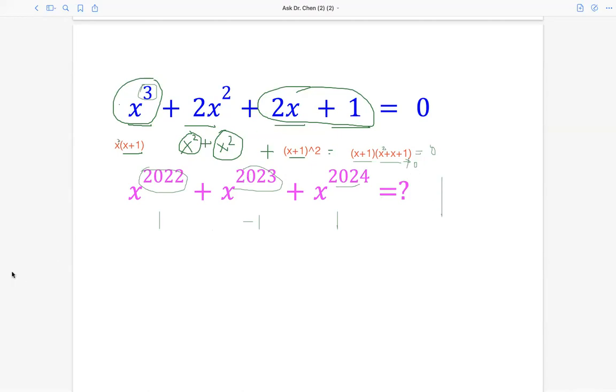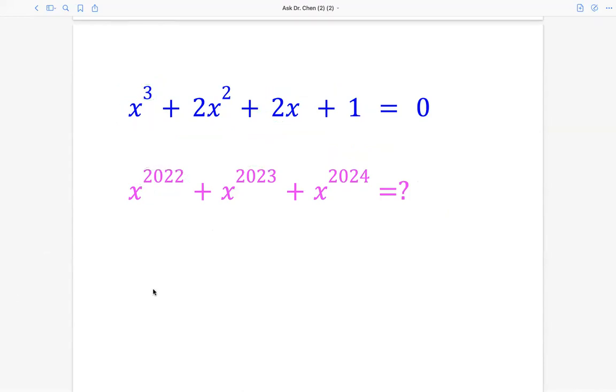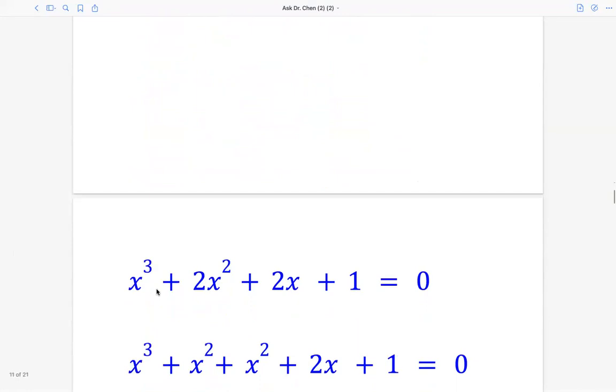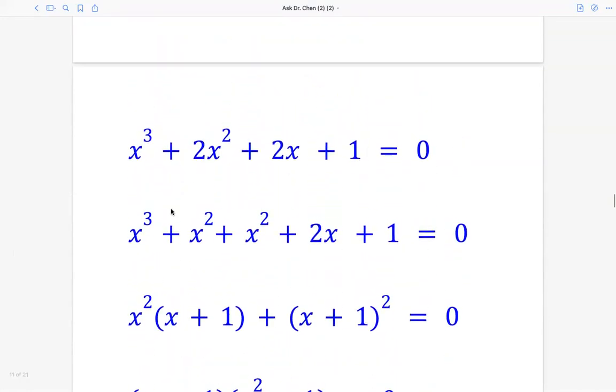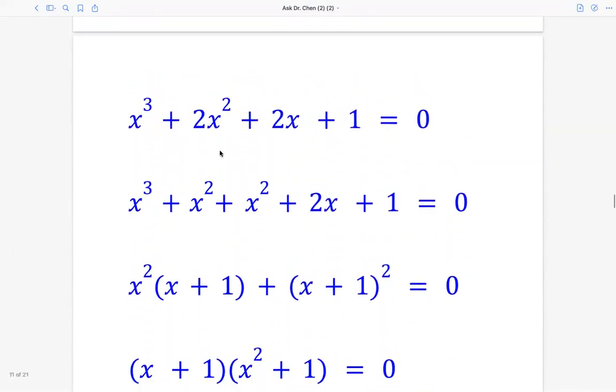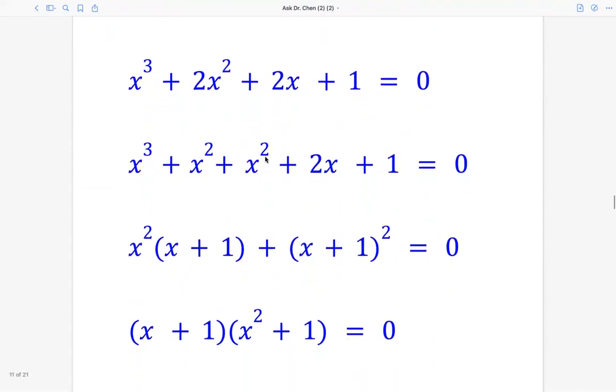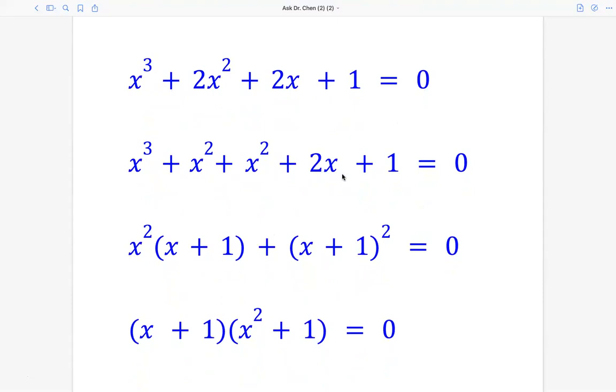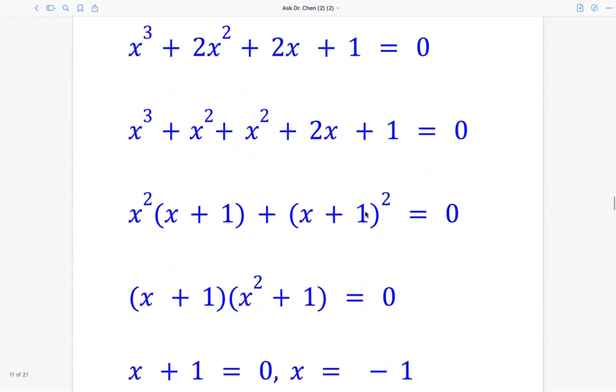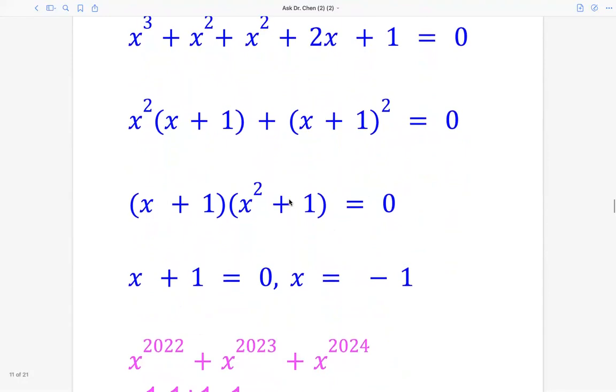Okay, this here is a little bit sloppy. I already wrote the answers. Let's go through that. So we observe the given equation where we split the 2x squared as x squared plus x squared. Then x squared plus 2x plus 1, those three terms make a perfect square, x plus 1 squared. And x cubed plus x squared, we can factor out x squared. So we see x plus 1 as a common factor.